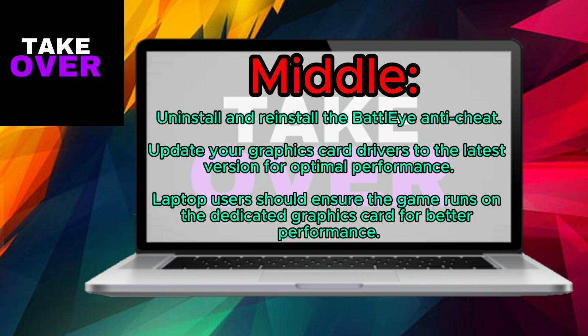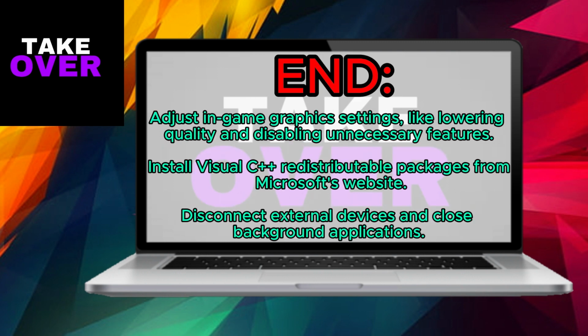Adjusting in-game graphics settings, such as lowering graphics quality and disabling features like motion blur and ray tracing, can improve performance on lower-end systems. Installing the necessary Visual C++ redistributable packages from Microsoft's website can resolve any runtime errors related to missing dependencies. Disconnecting external devices and closing unnecessary background applications can free up system resources for smoother gameplay.